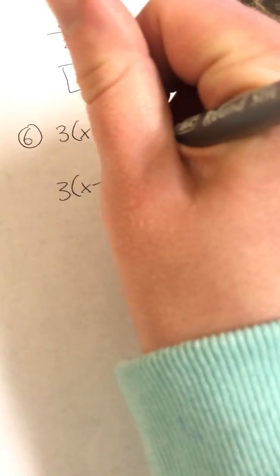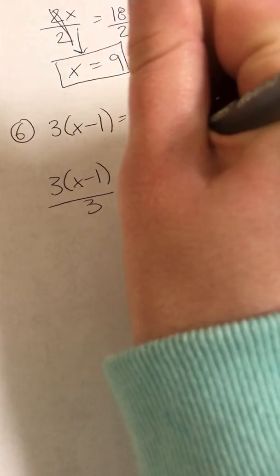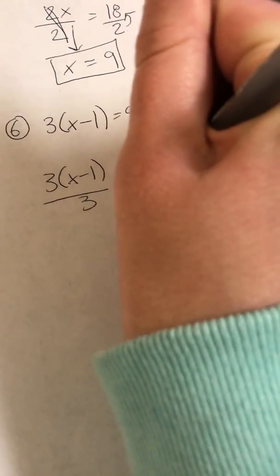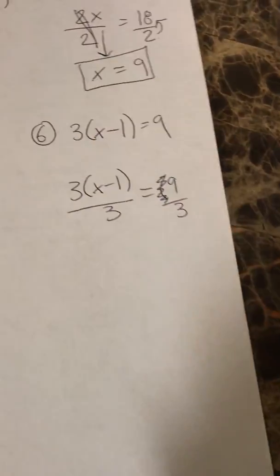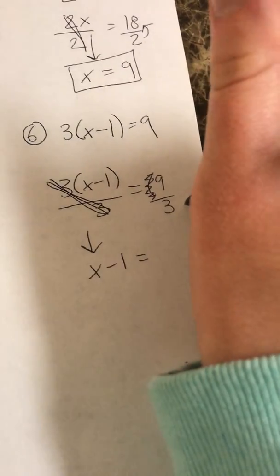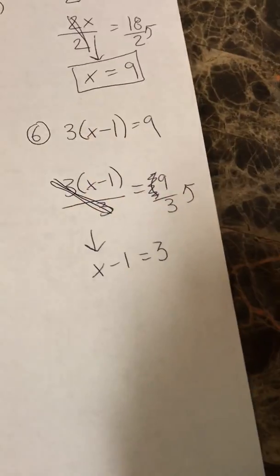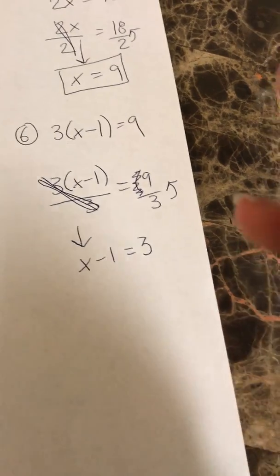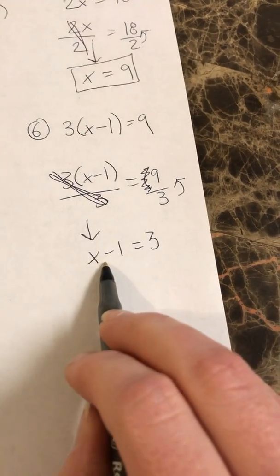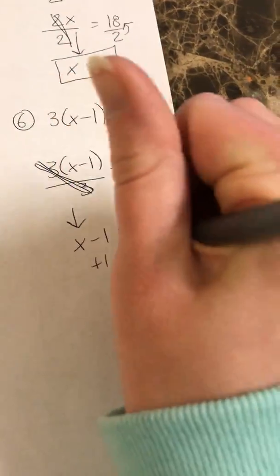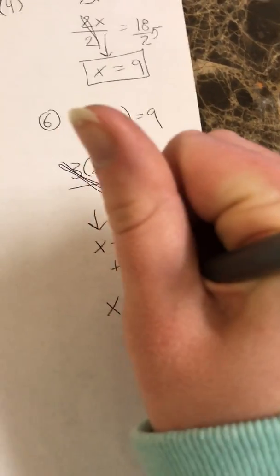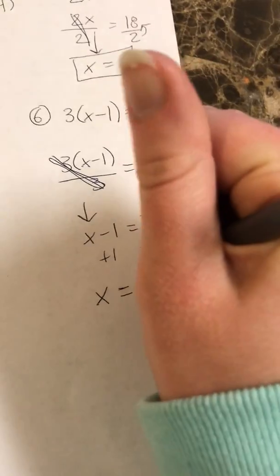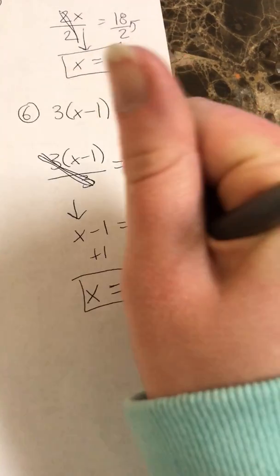So if we divide both sides by 3, this 3 cancels out. Our x minus 1 comes on down. 3 goes into 9 3 times. Now our x minus 1 equals 3. Got to do the opposite of the 1 to get the x by itself, which is plus 1 on both sides. So we get x equals, so 3 plus 1 is 4. X equals 4.